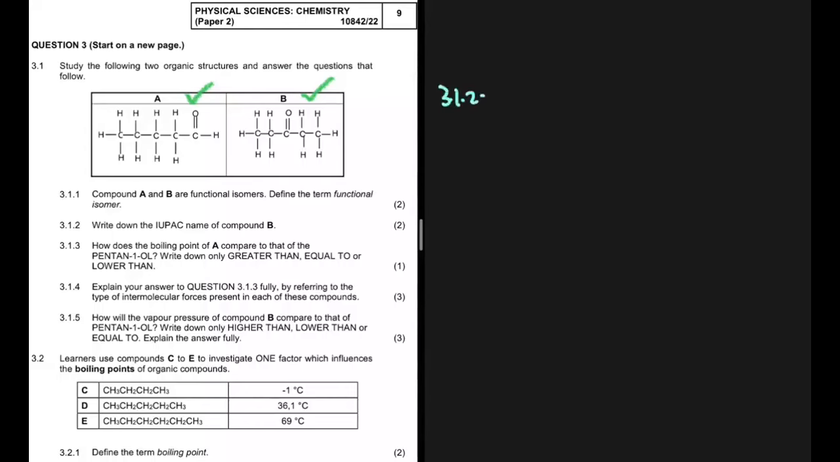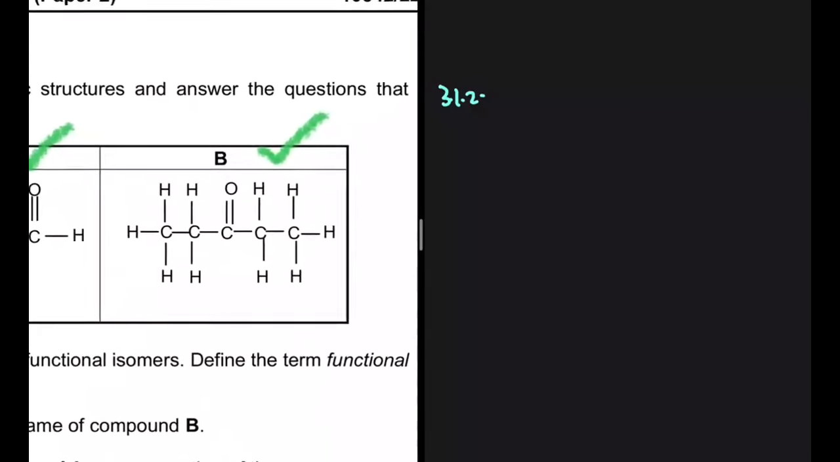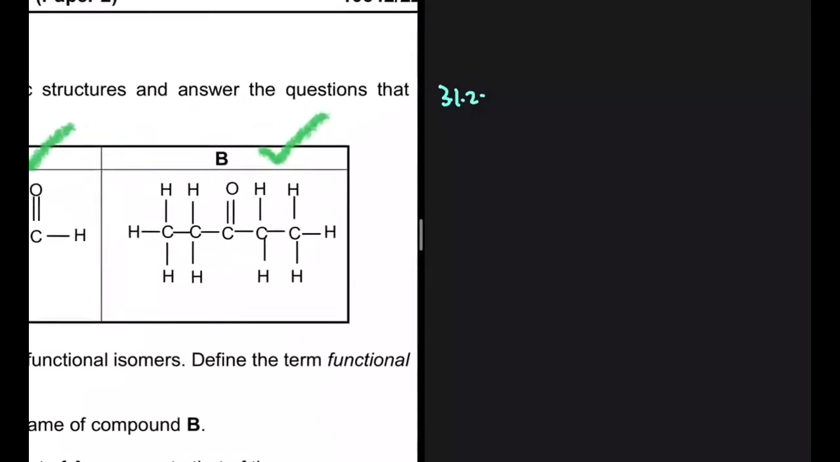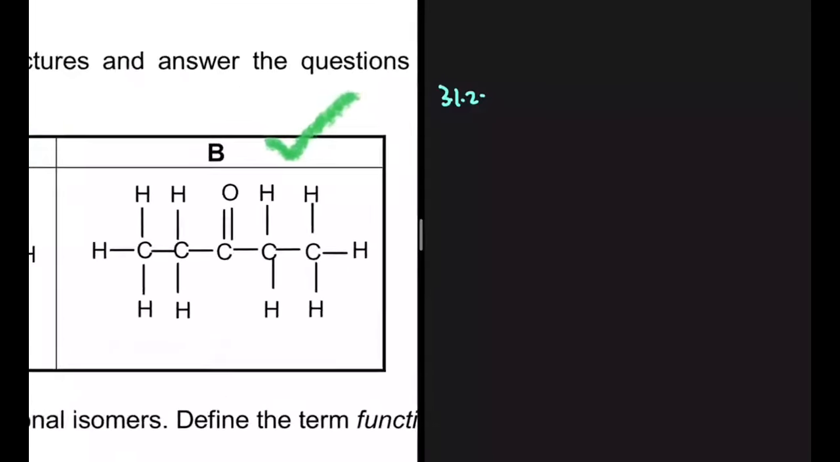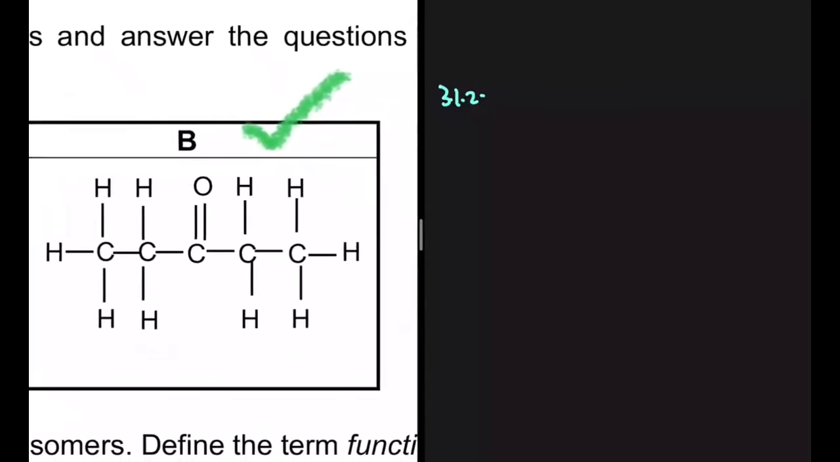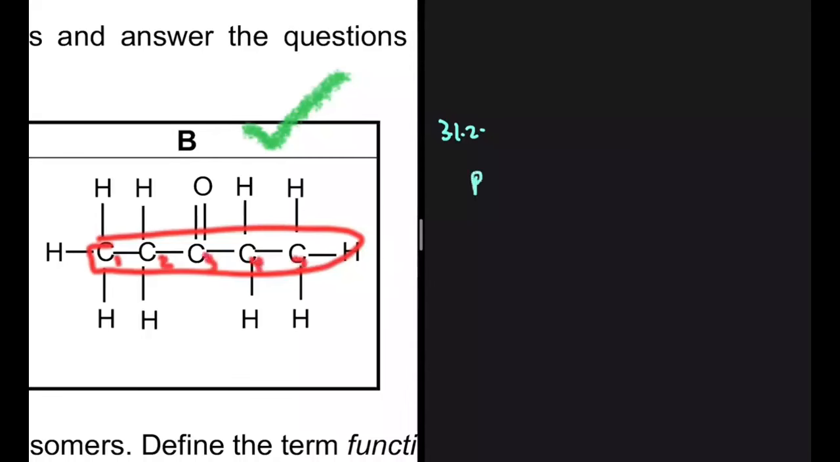3.1.2. Write down the IUPAC name of compound B. So the first thing you want to do is to determine which homologous series this compound B belongs to. Because of the structure of the functional group, compound B is a ketone. This carbon that is bonded to the oxygen is bonded to 2 other carbons. And because of that, we can conclude that compound B is a ketone. Now what we need is the longest carbon chain. Clearly, it is easy to see that this will be our longest carbon chain with 1, 2, 3, 4, 5, with 5 carbons.